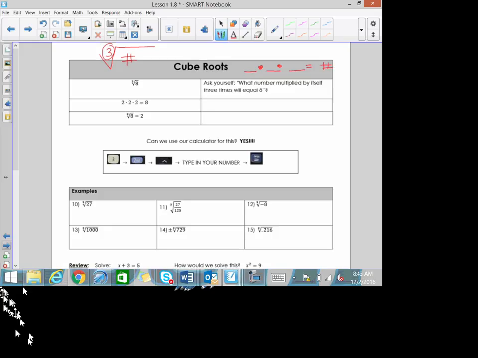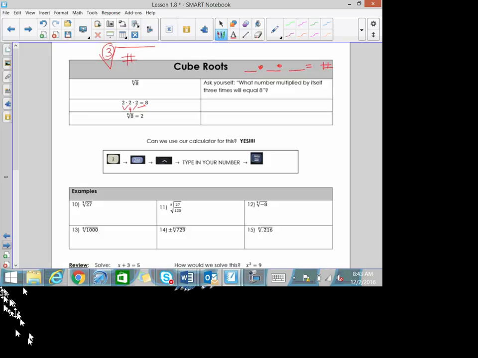So I gave you an easy one here, and some of you might be like, well, this is difficult, but the cube root of 8, you want to ask yourself, what number multiplied by its exact self 3 times will give you 8? And that is 2 times 2 times 2. 2 times 2 is 4. 4 times 2 is 8. So the cube root of 8 is 2.